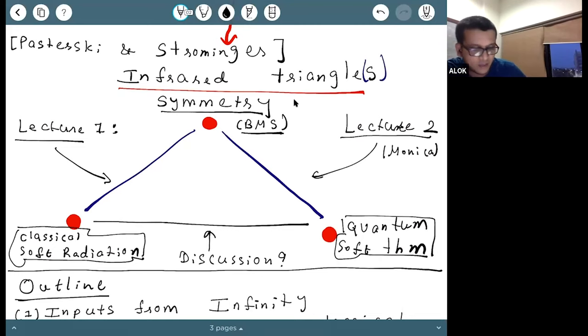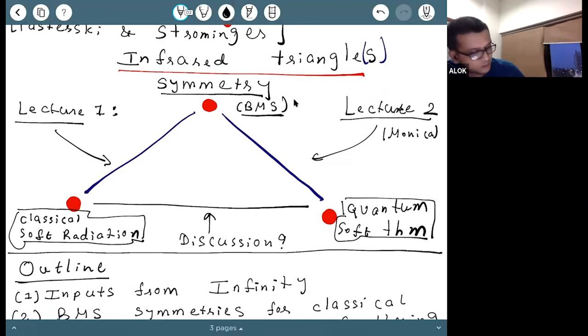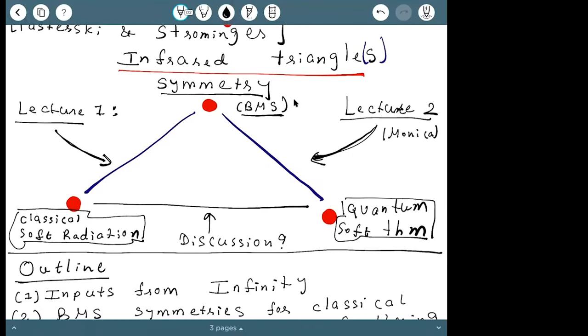So this is the formal object that we would like to at least have some understanding of in these lectures. What I'm going to do in this lecture is focus purely on the classical side, trying to discuss the connection between classical radiation theory and asymptotic symmetries. And what Monica will do in lecture two will focus on the quantum side, which is the relationship between the Ward identities for the quantum gravity S matrix and the soft theorems for the amplitudes.